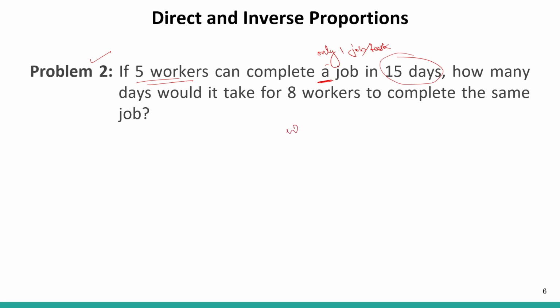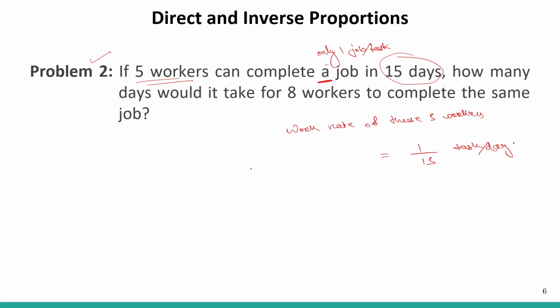So the work rate of those 5 workers is equal to 1 by 15 task per day. So in 15 days, how much will they complete? They will complete the whole job, because 15 into 1 by 15 is equal to 1. So how many days would it take for 8 workers to complete the same work?